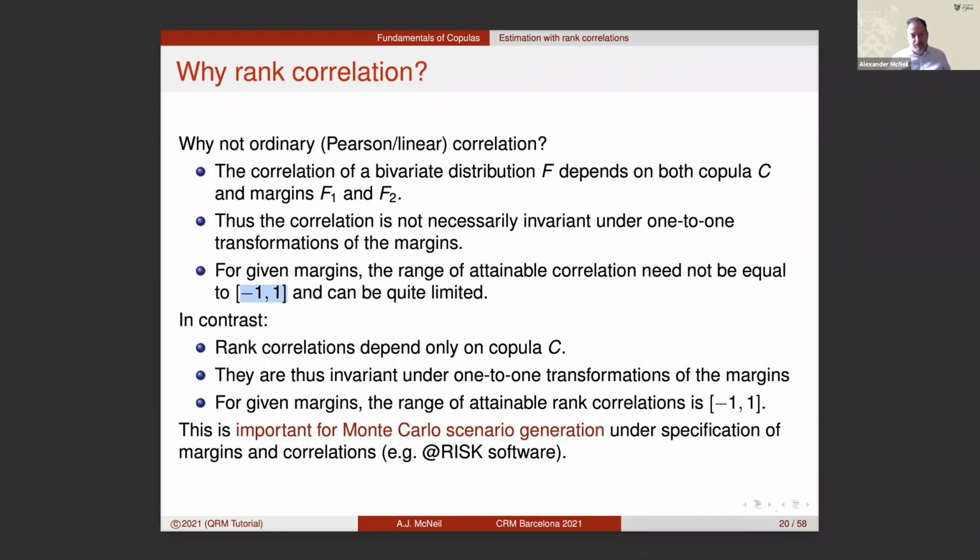Now, rank correlations don't have those three problems. Rank correlations depend only on the copula. They have nothing to do with the marginal distributions. I'm going to say what they are next. So if you're thinking, what is a rank correlation? That's coming up. But just to tell you why I'm going to look at them, they only depend on the copula. So that means they inherit the property of invariance. I should really have said strictly one-to-one increasing transformations. So they're invariant under strictly increasing transformations. And importantly, you can attain any value between -1 and 1. Once you fix the margins, by appropriate choice of a copula, you can get any rank correlation between -1 and 1.